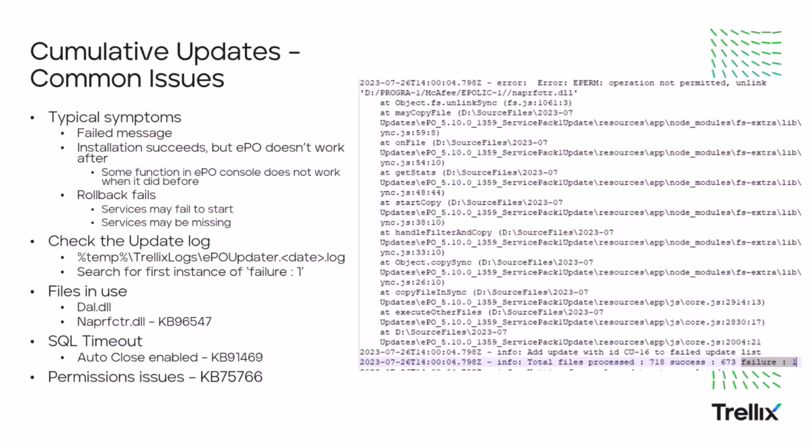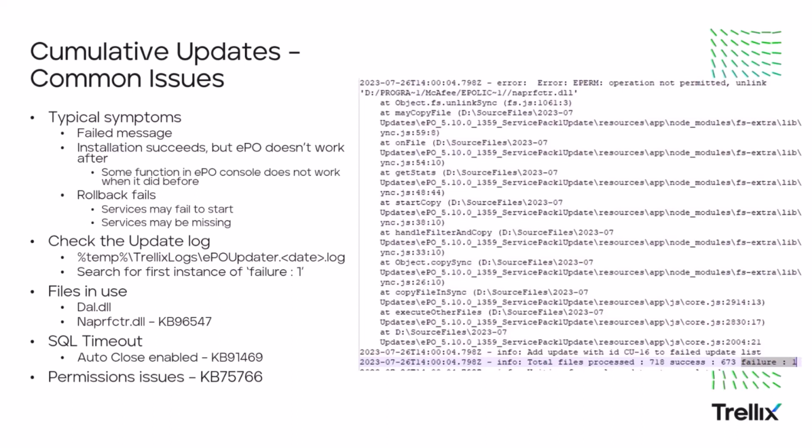If you want a tip on how to find the failure in there, just search for your first instance of the word failure, space, colon, space, 1. You can see an example in the screenshot on the slide here. The failure message is just above that point in the log where it says failure, space, colon, space, 1.